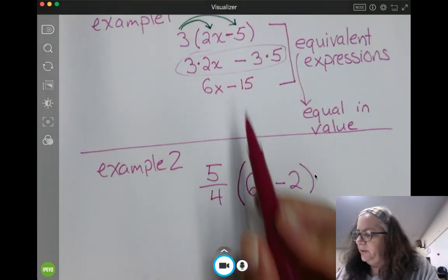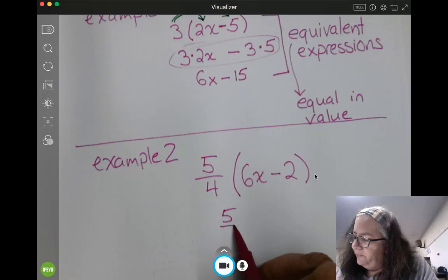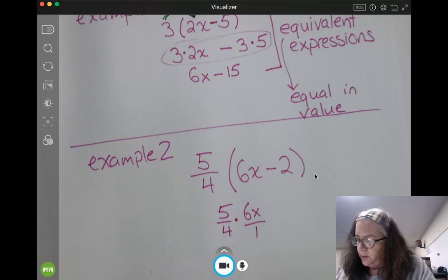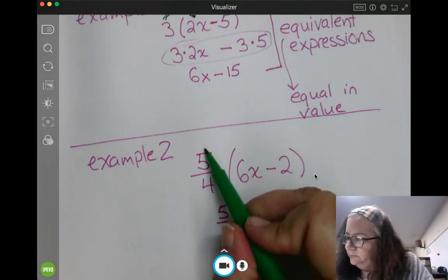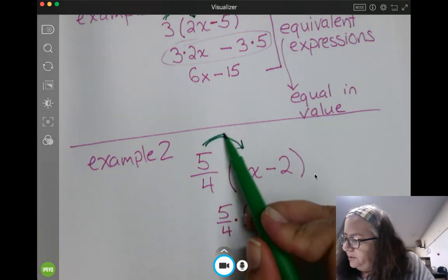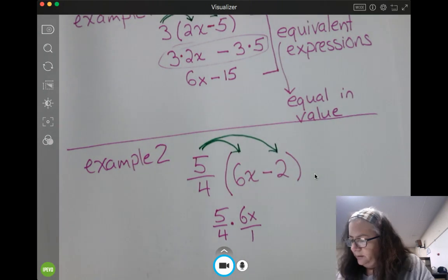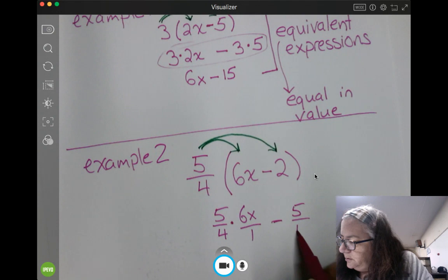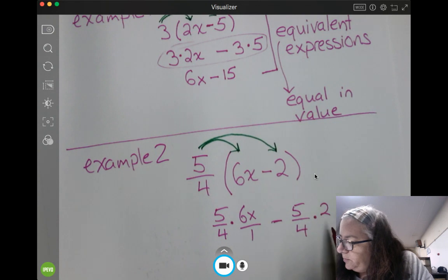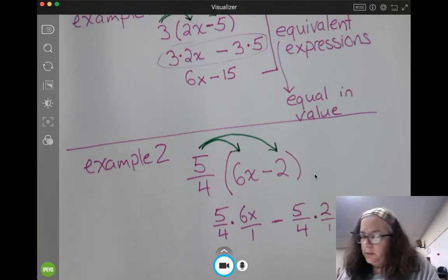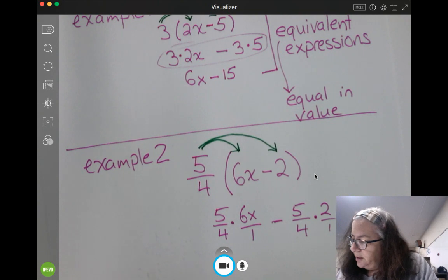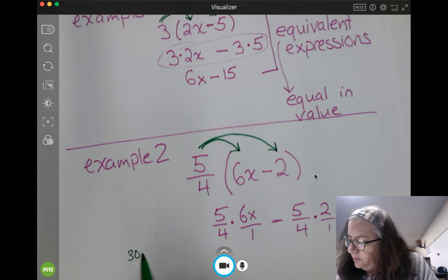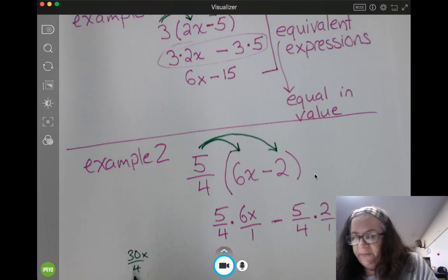Actually, this step would be good here. Let's do it. 5 over 4 times 6x over 1. And then it's going to be minus, because that's minus, 5 over 4 times 2. And again, remember, we're not using decimals. So we're going to keep all this in fractions. And I want to show you a shortcut. You could say that this is 30x over 4 and then simplify it.